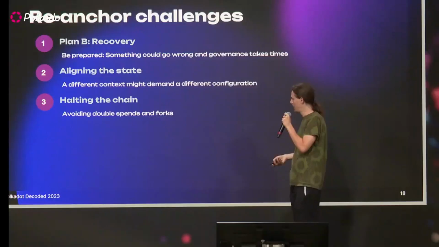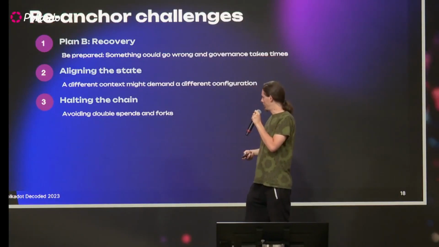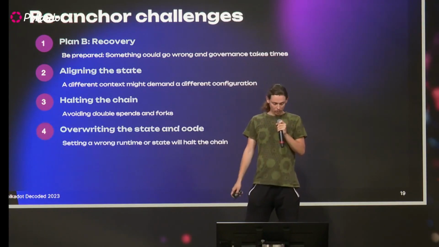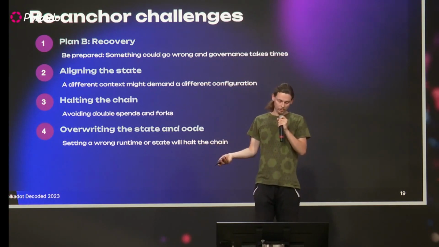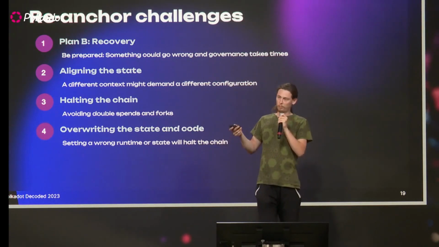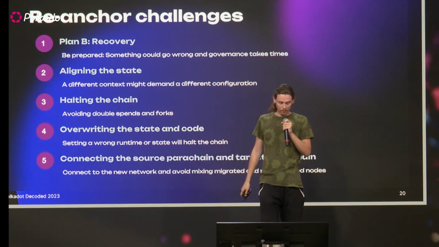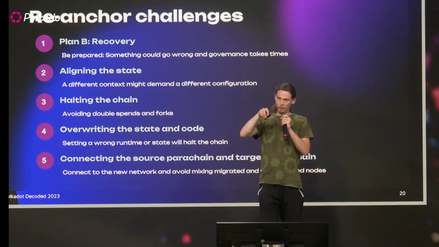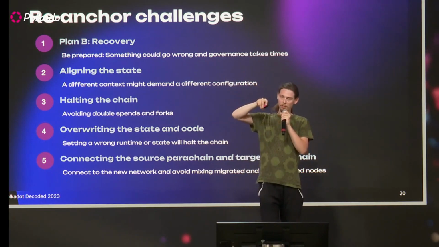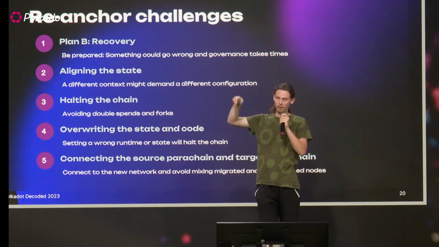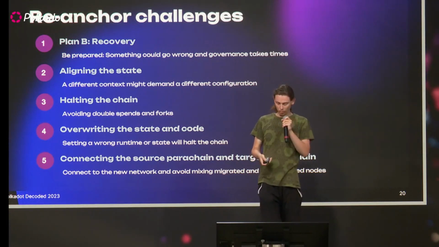And depending on the context of the migration, these values could also differ. How do you actually halt the chain to avoid state changes during the migration and to avoid double spends and forks? How do you override the state and the code of the parachain that you want to migrate on Polkadot? And how do you connect the source parachain, finally detach it from a network perspective from Kusama and attach it to Polkadot? So how do you connect them in the end?